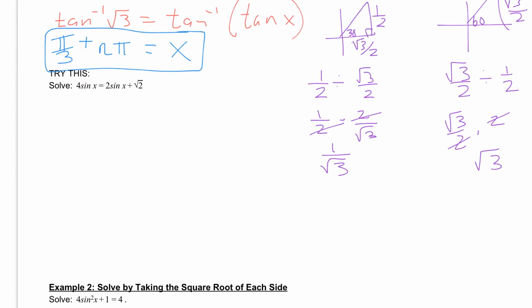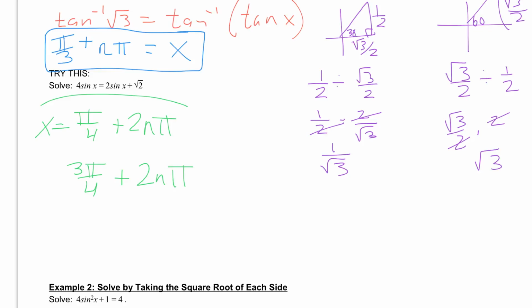If you did the try this correctly, you should get an answer that x is equal to pi over 4 plus 2n pi and 3 pi over 4 plus 2n pi. If you need help, please let me know.